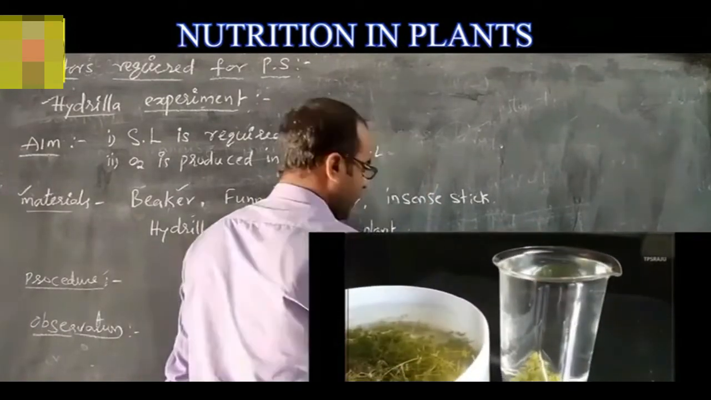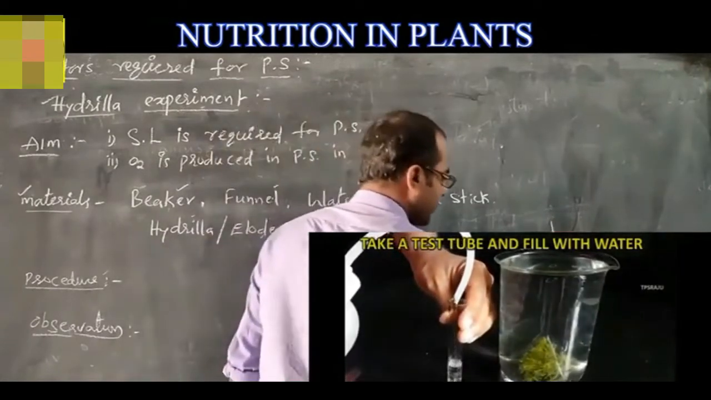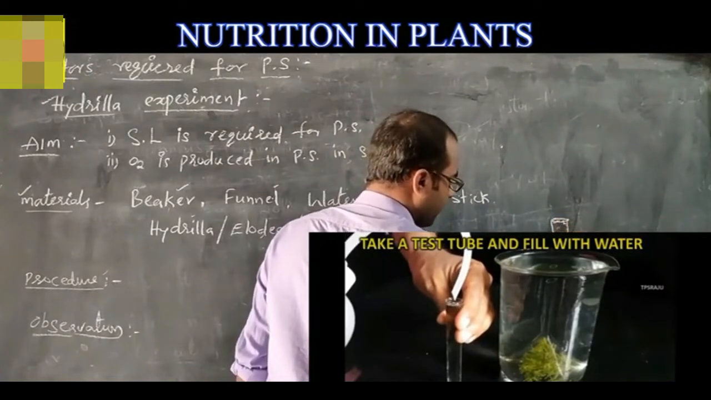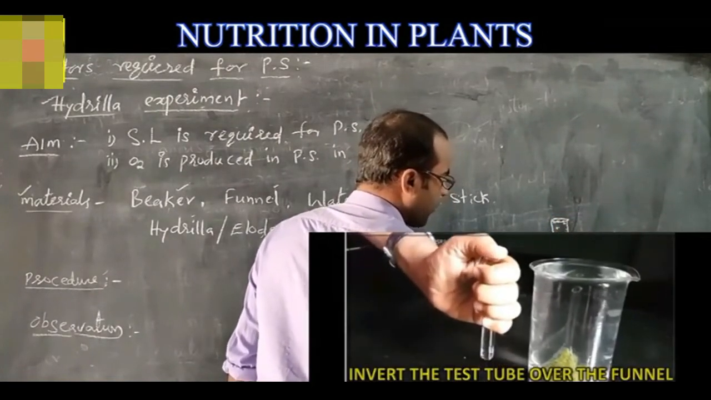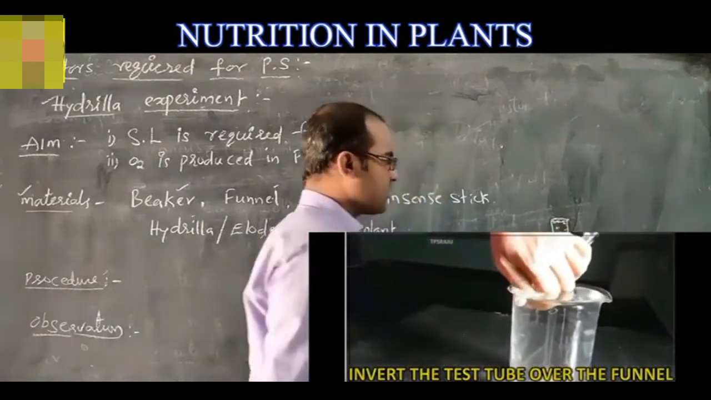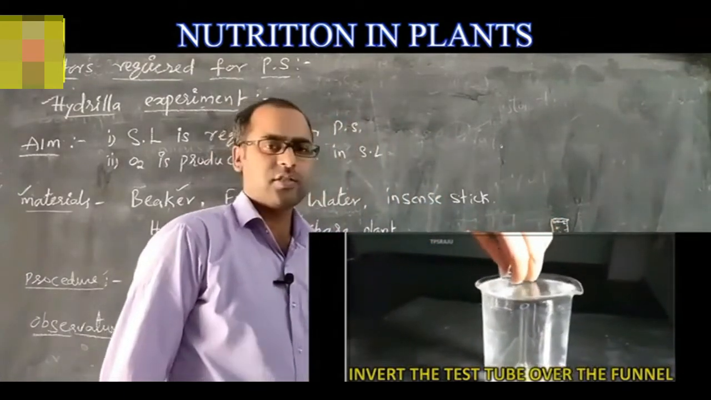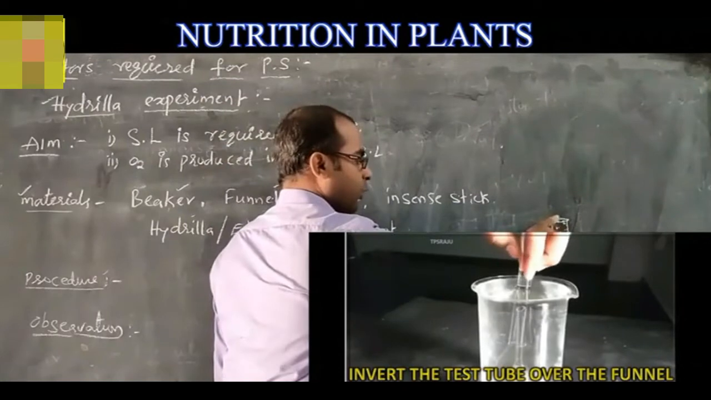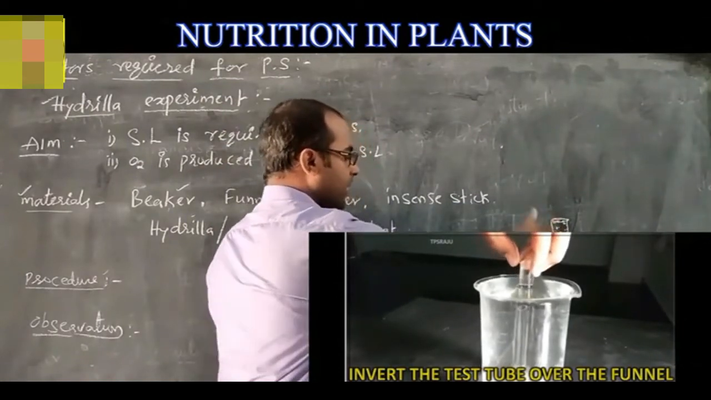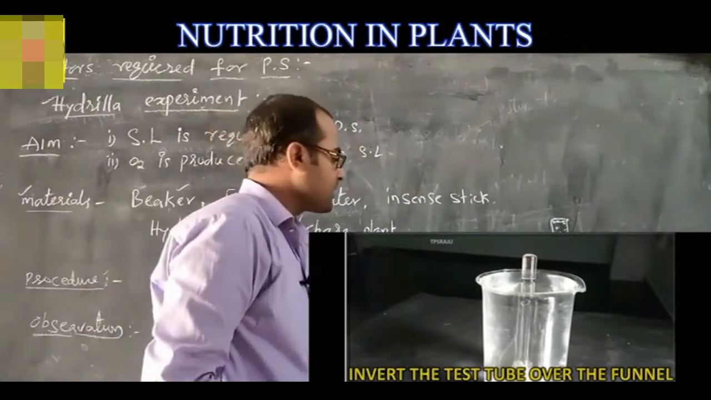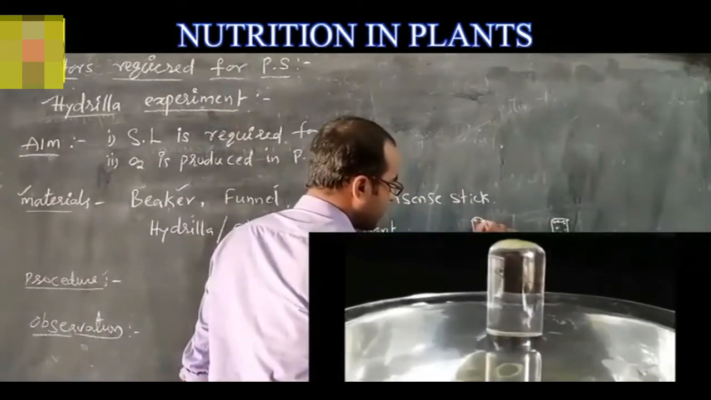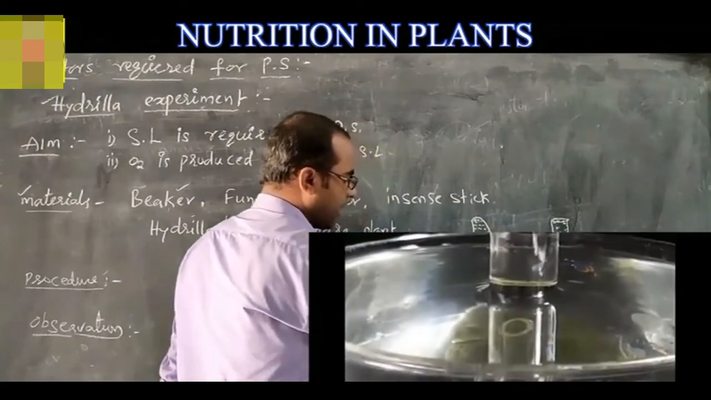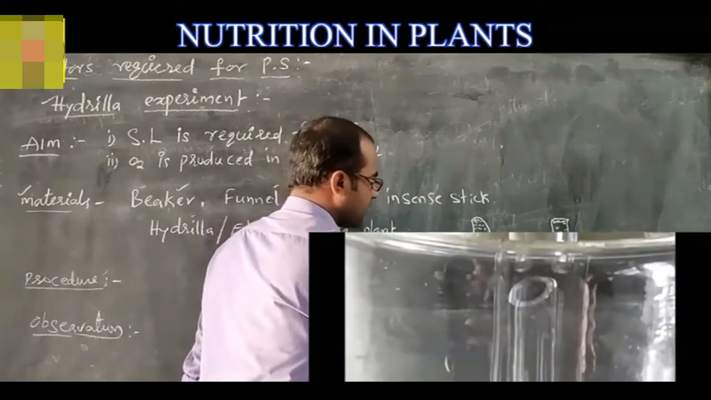Then take a test tube and fill it with water completely up to the brim. We have to fill the water and ensure that there is no water bubble inside the test tube. Holding the test tube with the thumb, invert the test tube onto the stem of the funnel and make sure that there is no air bubble present inside the test tube, right?